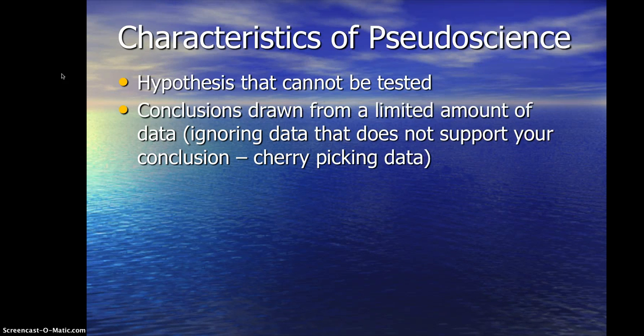Another characteristic is when only part of the data is used to support their hypothesis. We call this the cherry picking of data. You can't cherry pick your data. You can't select only the data that supports your hypothesis and ignore everything else. Unfortunately for a scientist, he has to look at everything, and that's why sometimes he has to revise.